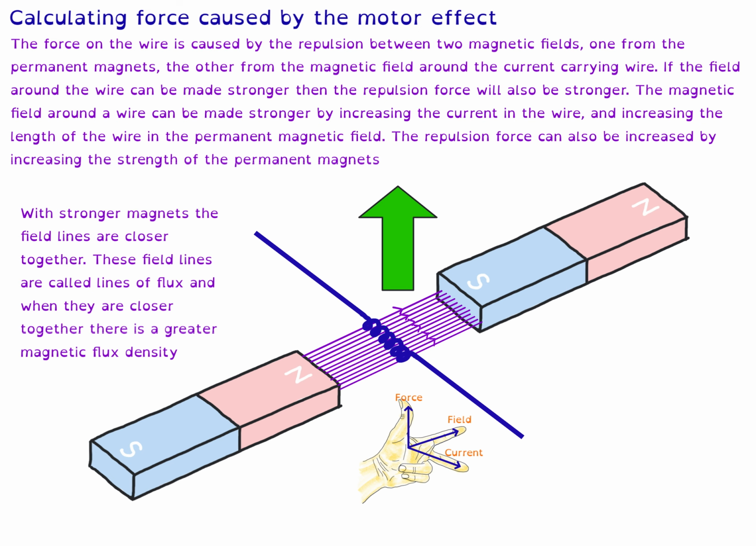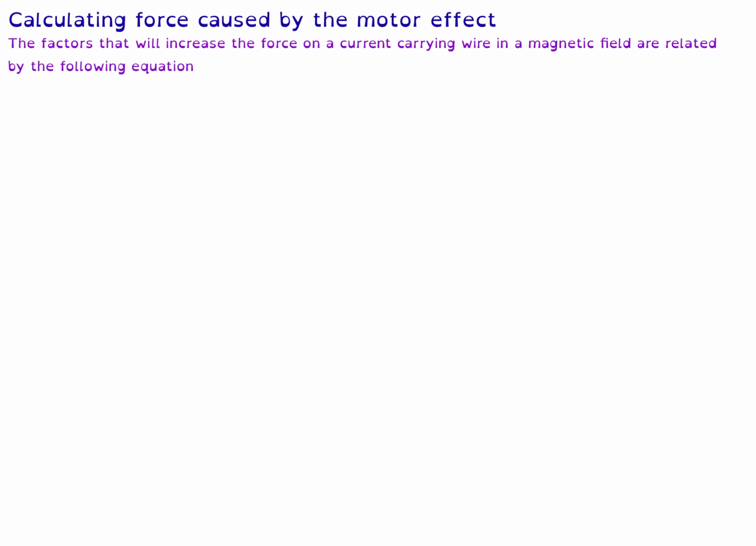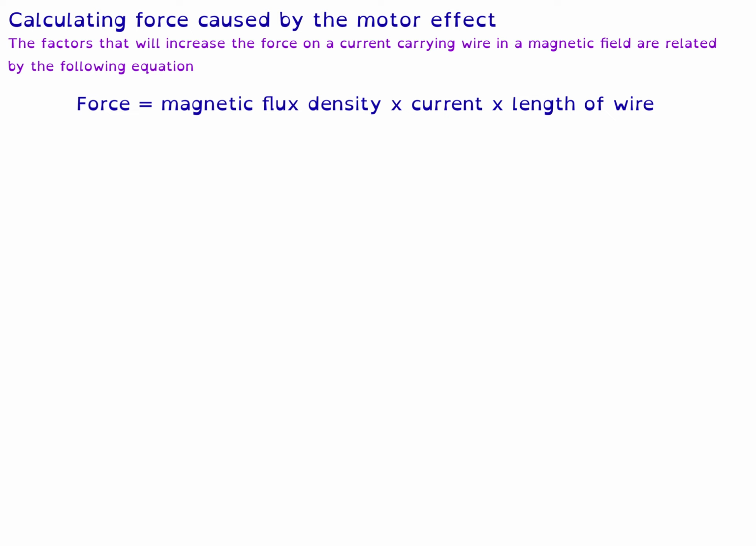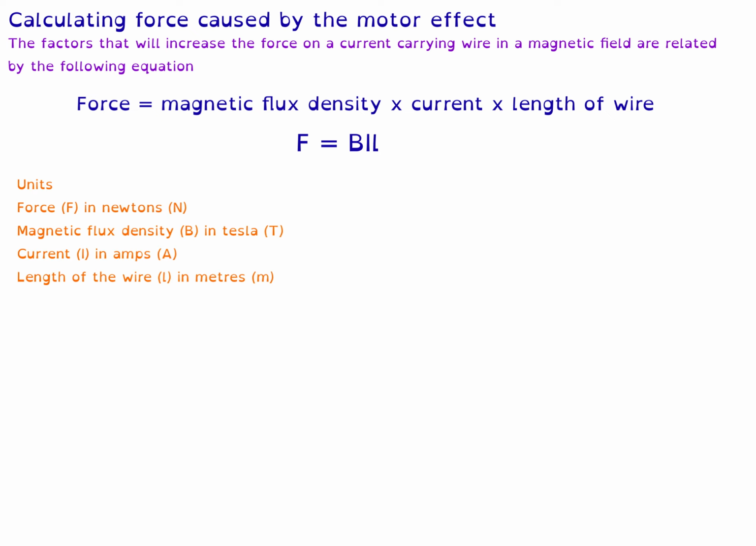With stronger magnets, the field lines are closer together. These field lines are called lines of flux, and when they are closer together, there is a greater magnetic flux density. Stronger magnet equals a greater magnetic flux density. The factors that will increase the force in a current-carrying wire in a magnetic field are related by the following equation. Force equals magnetic flux density multiplied by the current multiplied by the length of the wire, or F equals BIL. The units here are force, F, is in newtons, capital N.